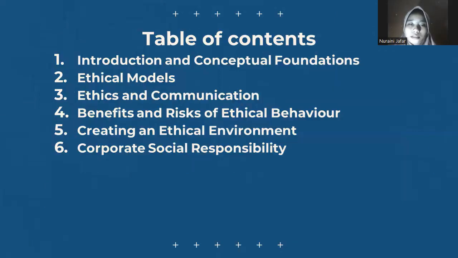Let's jump to the table of contents today. First, introduction and conceptual foundation. Second, ethical models. Third, ethics and communication. Fourth, benefits and risks of ethical behavior. Fifth, creating an ethical environment. Six, corporate social responsibility, aka CSR.